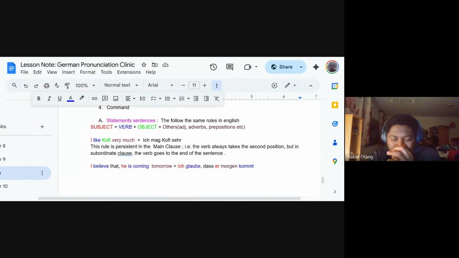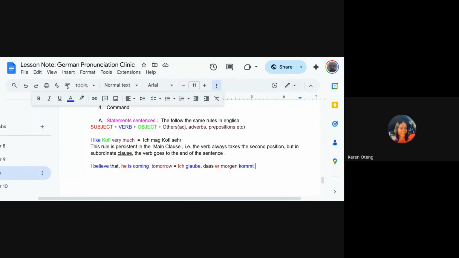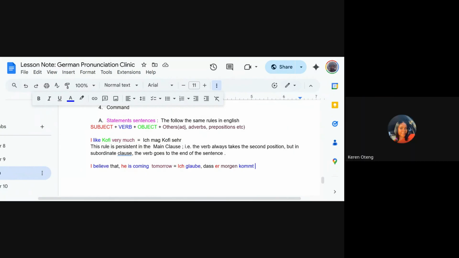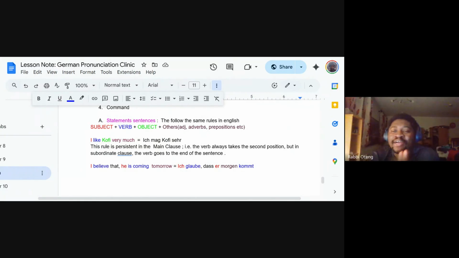Okay, klar. Yeah, but in these two clauses, can you start with tomorrow or can't you? You see, German has this flexibility, guys.